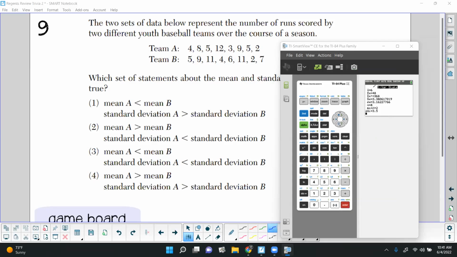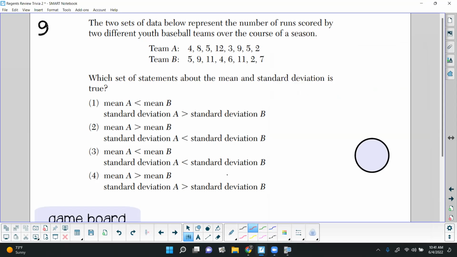I'm not sure if you guys know, is this one right here. The X with the bar over it. Okay, the X with the bar over it is your mean. So the X with the bar over it is 6. So I'm going to say that the mean for team A is 6.